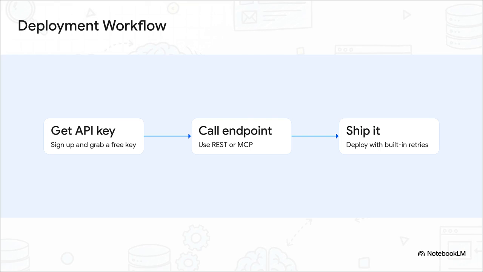Seriously, going from zero to a production-ready retrieval augmented generation pipeline, or RAG pipeline, takes just 3 steps and about 5 lines of code. Step 1, sign up and get a free API key. Step 2, call any endpoint via standard REST HTTP client or an MCP server. Step 3, ship it. Because NeuroAPI already has built-in smart retries, queuing fallbacks, and anti-bot handling running under the hood, you don't have to build any of that defensive infrastructure yourself.